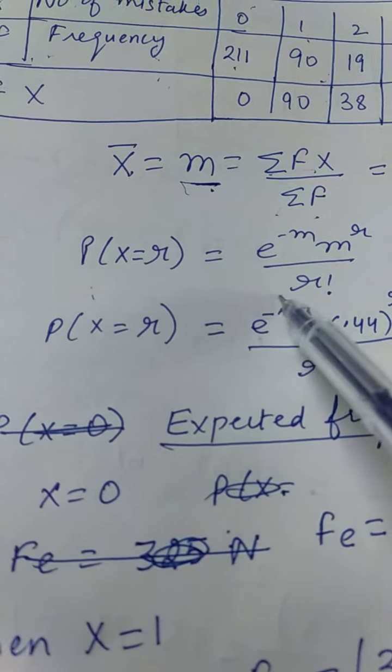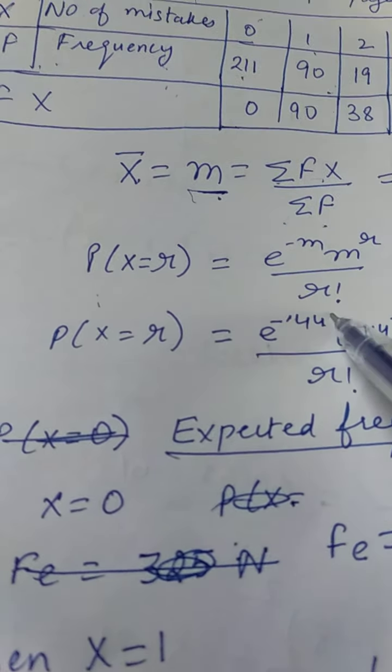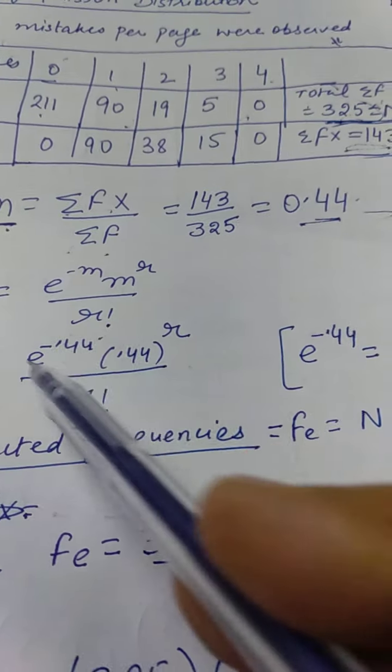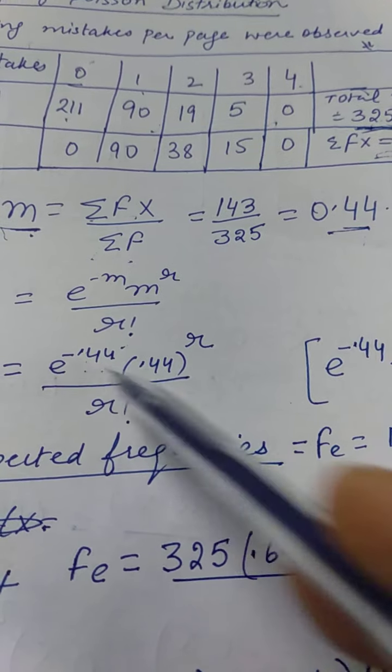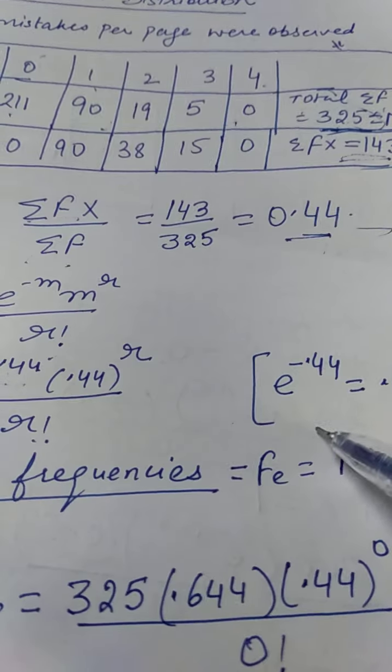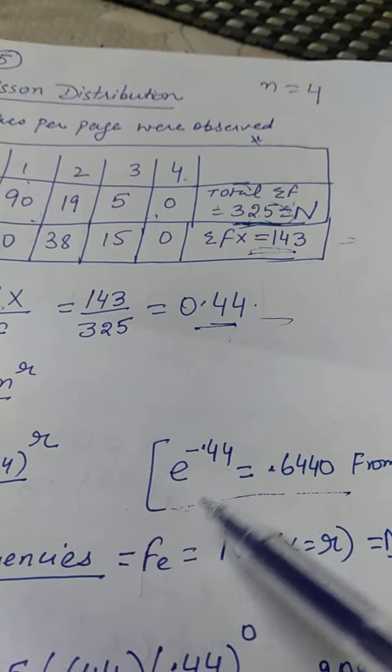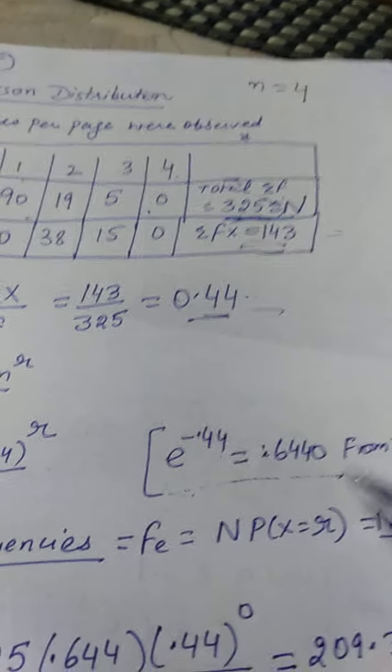It is e raised to power minus m, m raised to power r over r factorial. तो हमें सबसे पहले m की वैल्यू पुट करनी है. कितनी आई है m की वैल्यू? 0.44. Just put the value and this is the formula. सबसे पहले हम लोग e raised to power minus 0.44 की वैल्यू निकालेंगे from the table.